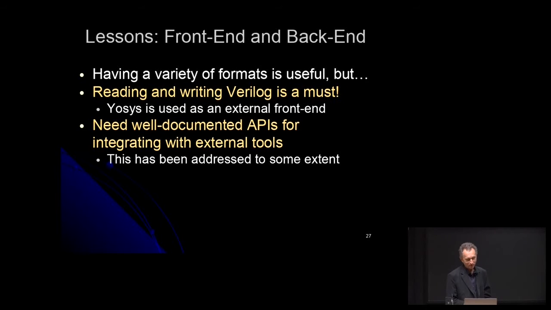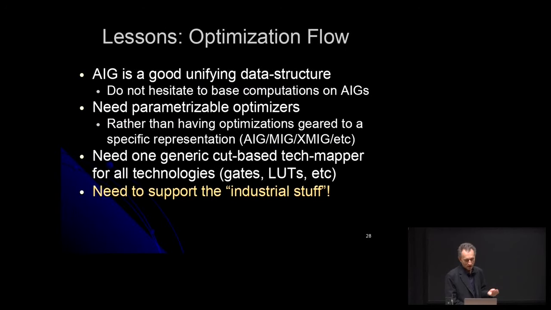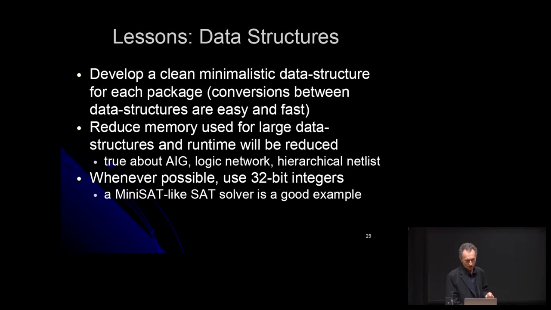So, lessons learned. Having a variety of formats is useful, but of course having Verilog is very important. We need well-documented APIs for integrating into external tools, which is to some extent addressed. And if not clear, please contact me. Then in terms of optimization flow, it's good to have an AIG as a unifying data structure. It would be nice to support more industrial stuff, as I mentioned here.